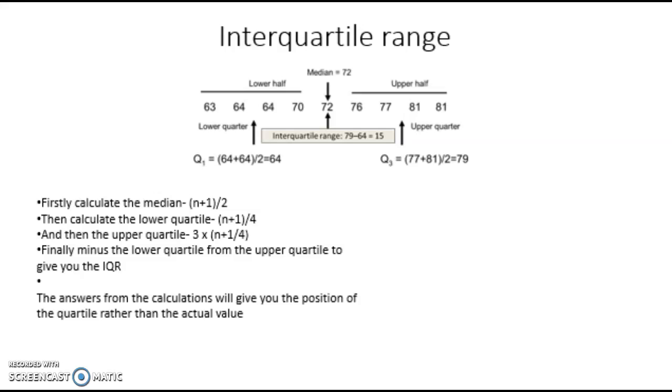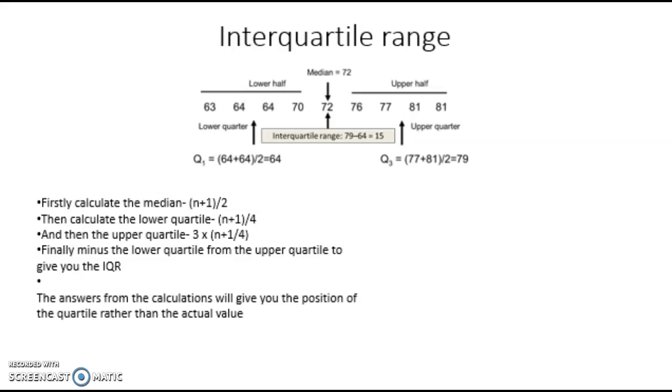For example, if you got an answer of 2.5 for the lower quartile, this will be shown here as it's not the first answer or the second, and it's in between the second and the third, so that's 2.5. To calculate the median, you must do n plus 1 divided by 2. Therefore, you would do 9 plus 1 divided by 2, which equals 5, which means the median is 72.